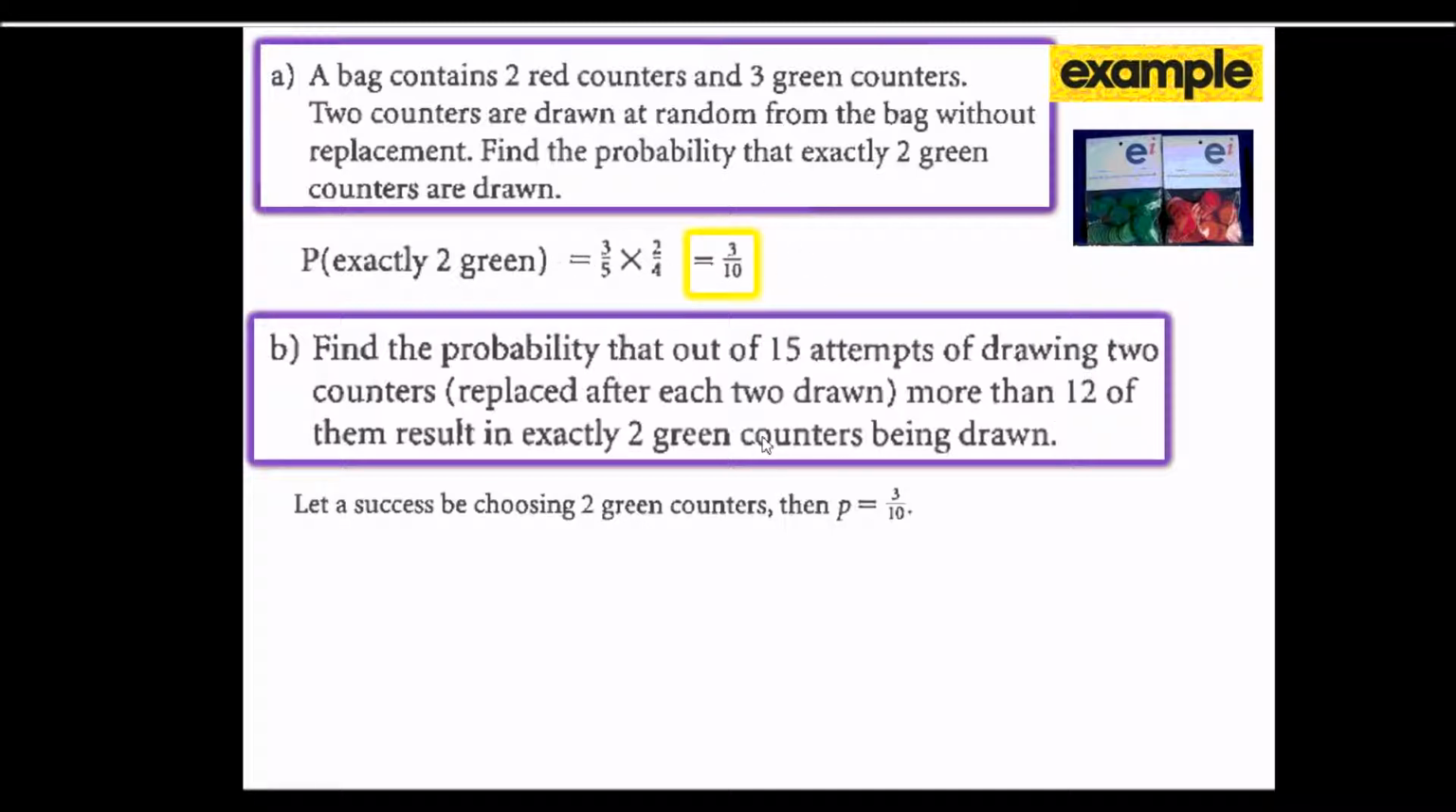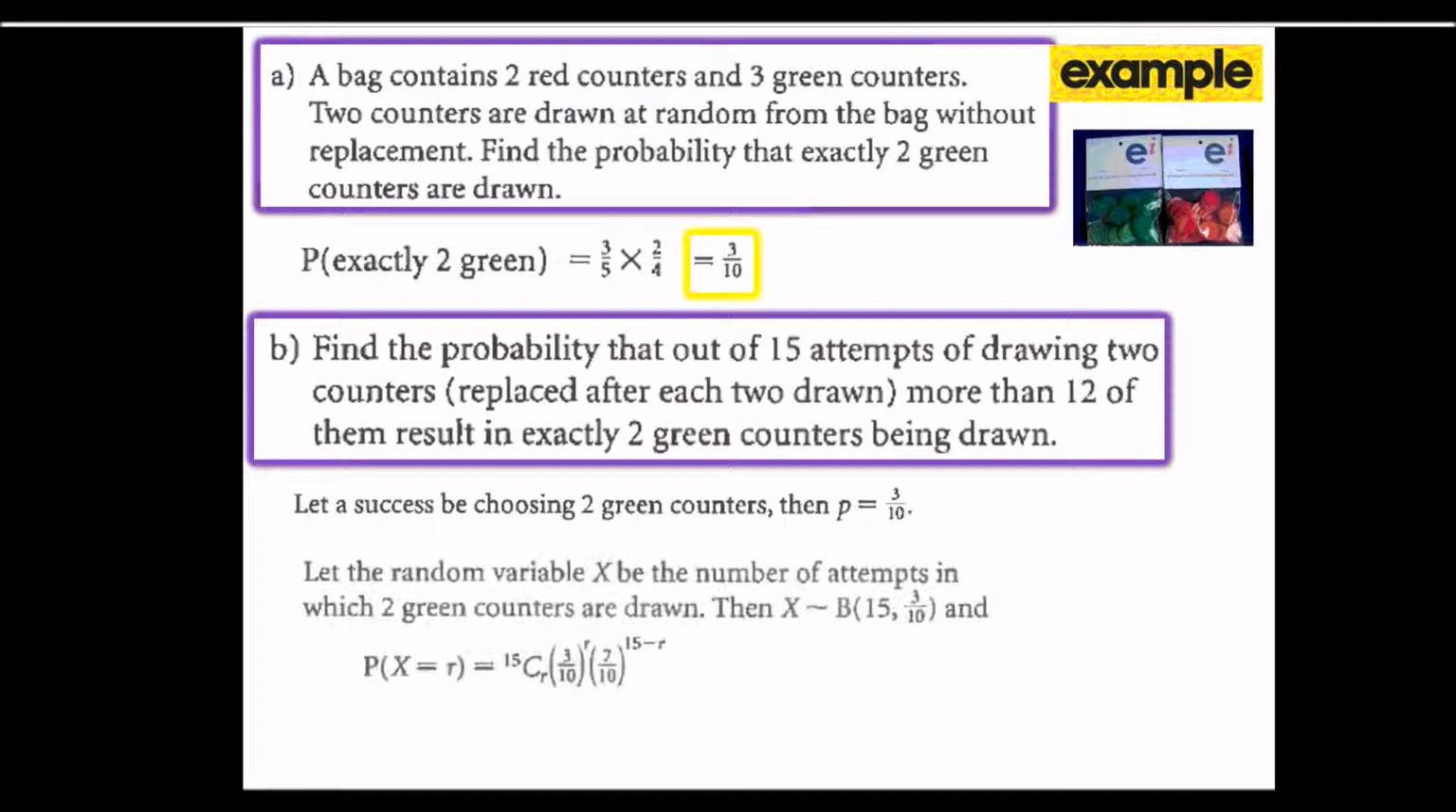What if you repeated this same experiment several times? You picked a counter out, then picked a second counter out, recorded the result and returned them. Then you did it again, and so on, in total 15 times. Let the random variable X be the number of attempts in which 2 green counters are drawn. Then X is binomially distributed with n equals 15 because it happened in 15 attempts, and p equals 3/10 because that's the probability of a success. So therefore the probability that X equals r is given by the binomial formula.